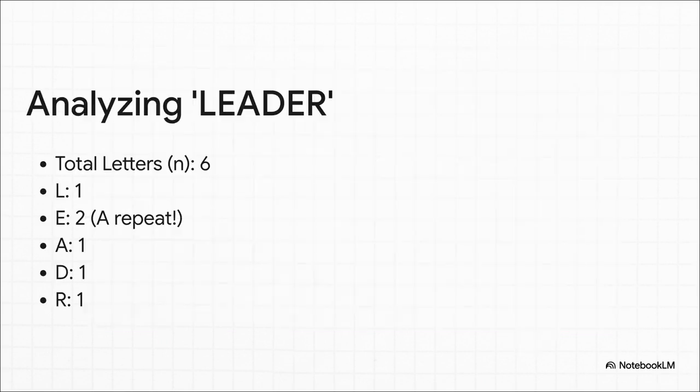See, when we break it down, leader has 6 letters, but the letter E appears twice. That's the catch. If we just did 6 factorial, we'd be counting some arrangements more than once, because if you swap the first E with the second E, you still get the exact same word. It's not a unique arrangement.